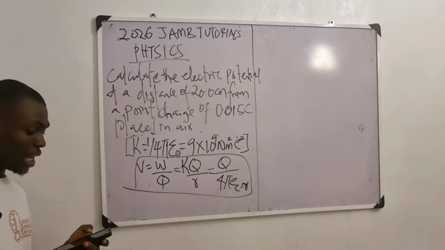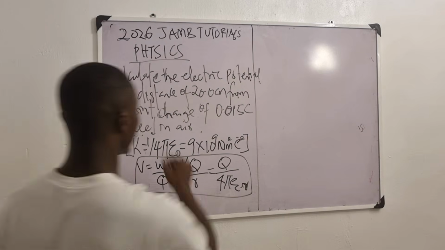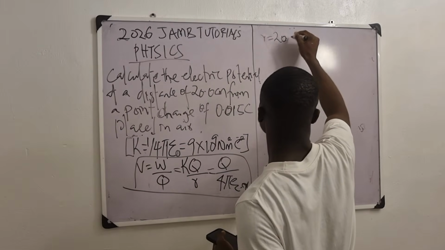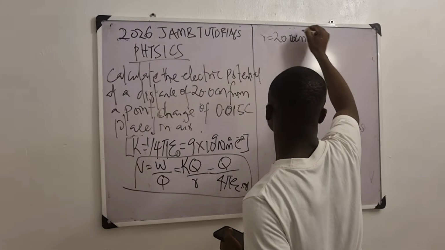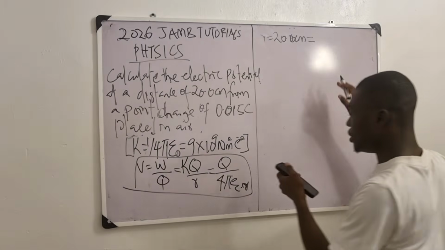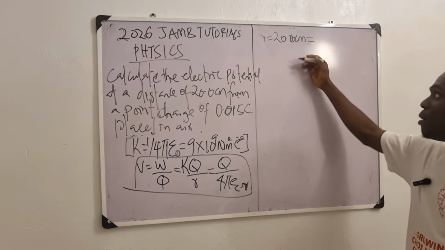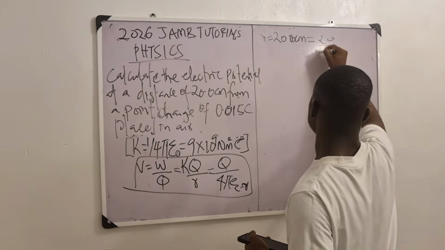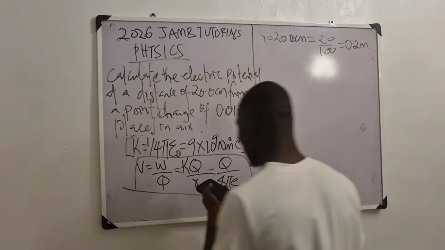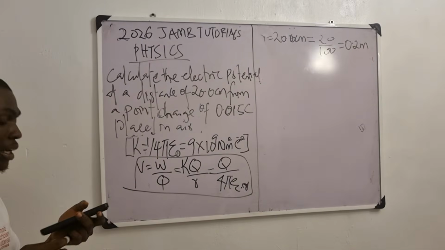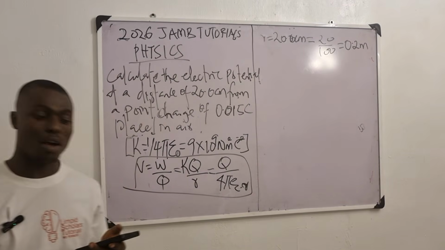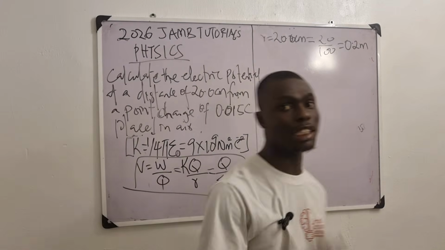Now, follow me. Let's solve this question. From here, we have been given a distance r equals 20.0 cm. We convert it to meters: 20 divided by 100 gives us 0.2 meter, because the distance r is measured in meter.